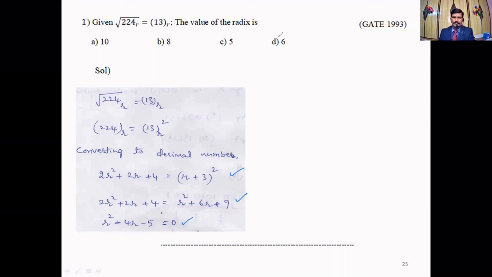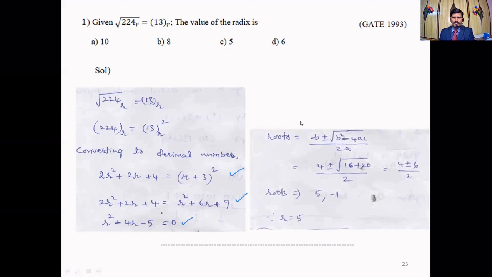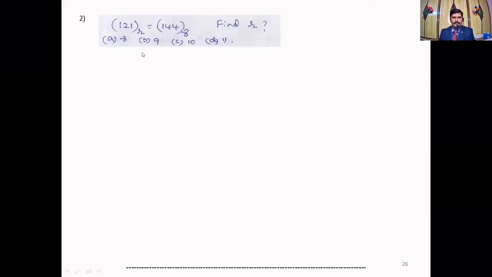And then we need to find the roots: minus b plus or minus square root of b square minus 4ac, divided by 2a. If you solve this, 4 plus or minus 6 by 2, the roots are 5 and minus 1. So the positive root, r equal to 5, we need to take. Next, he has given 121 to the base r equals 144 to the base 8. Find r. What is the procedure here? We need to find the equation and then solve for r.